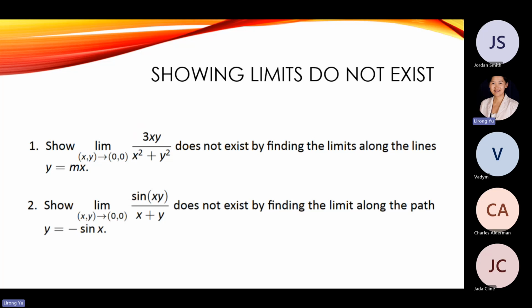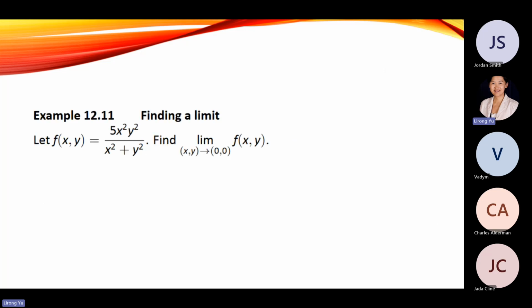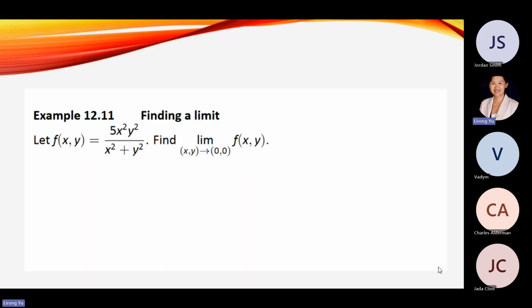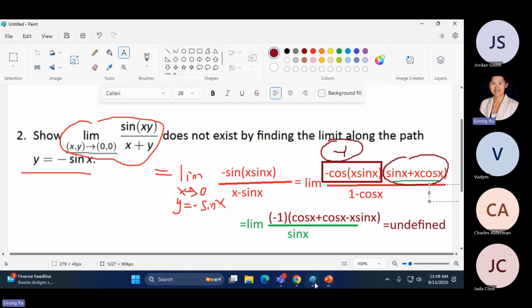All right, you can see that this first example is showing whenever the numerator and denominator have polynomials of the same degree, denominator degree 2, and this is degree 1 times degree 1, that's also degree 2. When x and y both approaching 0, that one does not have a limit. However, when the numerator has a higher degree, it's a different situation. So here, if you want to calculate this limit, we can see that this limit actually exists.